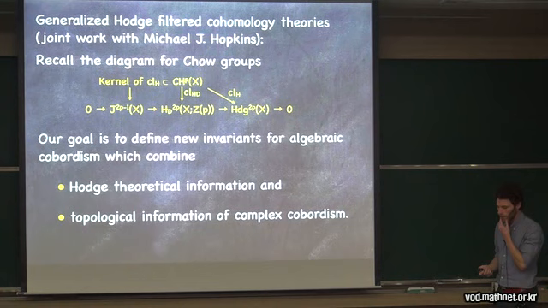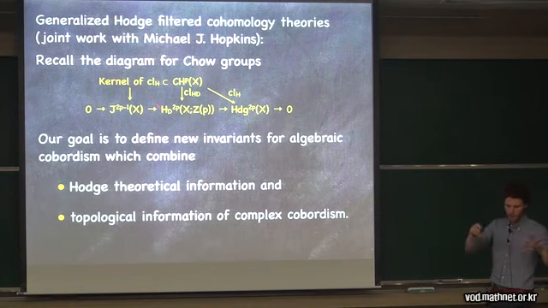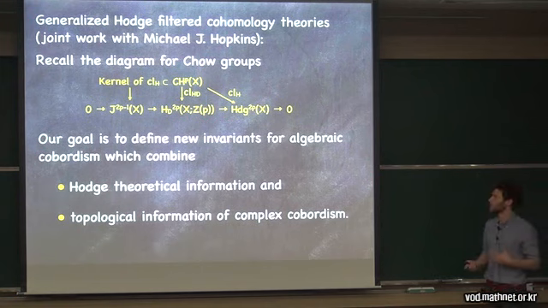Okay, so let's see how we can do this. We will do this by generalizing the role of the Deligne cohomology in this diagram. And then we will see that the other map, the Abel-Jacobi invariant, will just come up naturally and automatically.